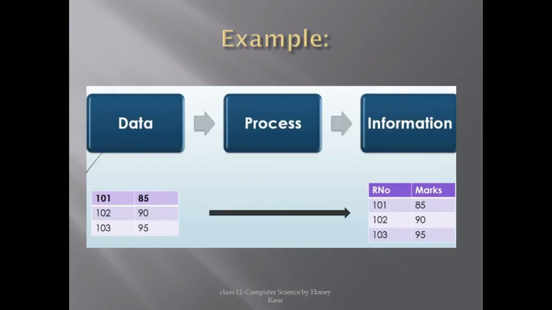Take the example, we have data 101, 85, 102, 90. So these are simple numbers. It can be a roll number, it can be marks, it can even be a flat number, it can even be kilometers, these numbers can be anything. But when we process and give them a heading, it becomes information. So 101, 102 and 103 are roll numbers, whereas 85, 90 and 95 are marks. So it is information which the processor has made from that raw data.